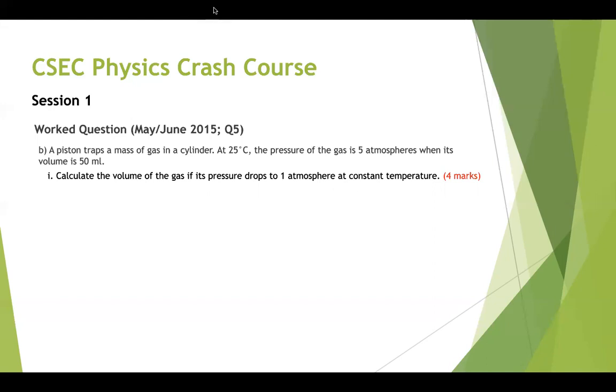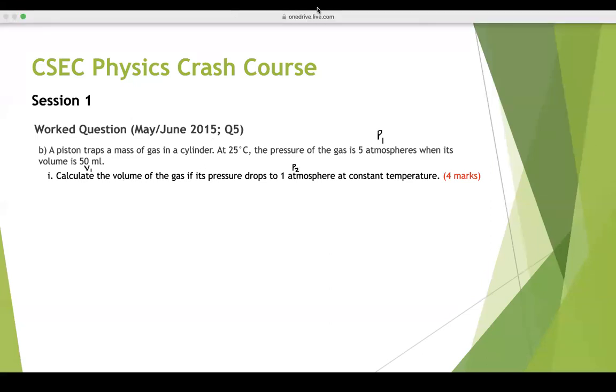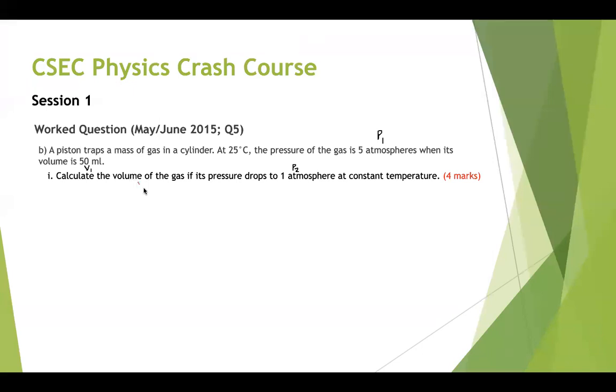Right? So because the temperature is being kept constant, you can basically ignore the temperature for this part of the question. You're only focused on the pressure, the initial pressure of 5 atmospheres, the initial volume, and the question gives us the final pressure, which would be P2. So basically we want to find V2. So V2 would be our unknown.